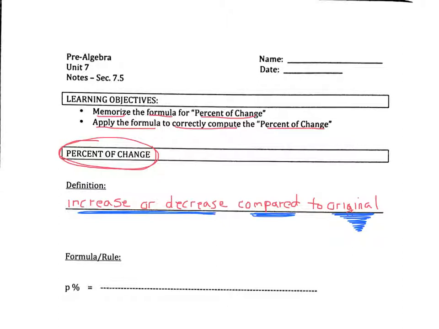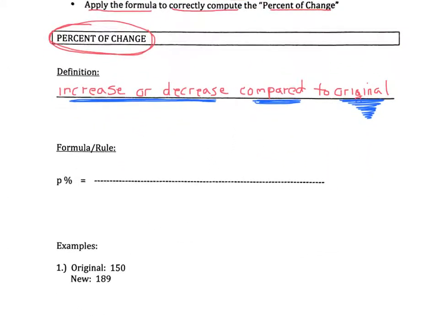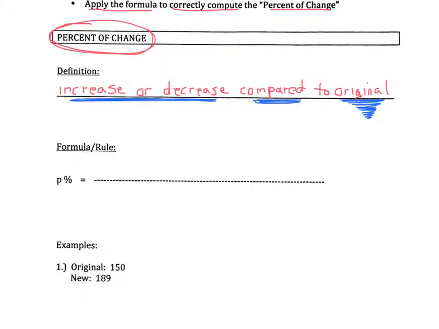Okay, so how do we do that? How do we find the increase or decrease? And how do we compare it to the original? Well, there's a formula to follow. And here's the formula. The percent of change, that's the symbol for percent of change. What you do is first you just find the amount of change, the amount that something changes. How much did it change? And then divide that by the original amount, because you're comparing it to the original. So the original amount goes down in the denominator.